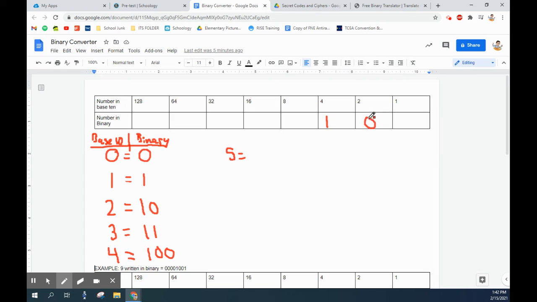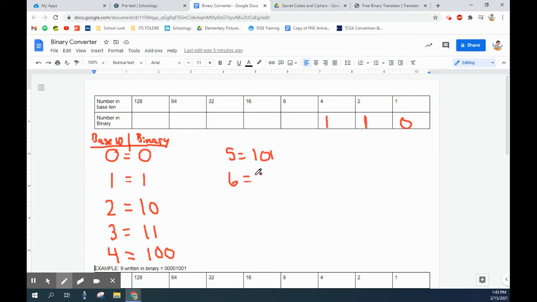I don't need a 2, but I do need a 1 in the 1's place. Oh, 4 plus 1 equals 5. In binary, 1, 0, 1 is 5. Okay, now this keeps going, right? So now to make a 6, same thing as before, a 1 in the 4's place, a 1 in the 2's place, because 4 plus 2 equals 6, and then I don't need a 1 here.